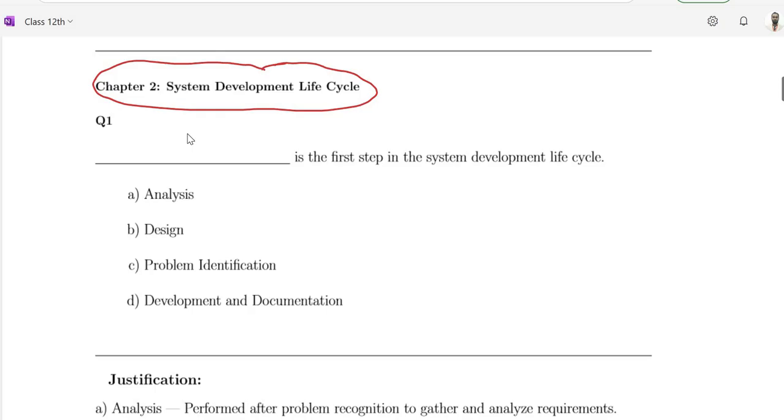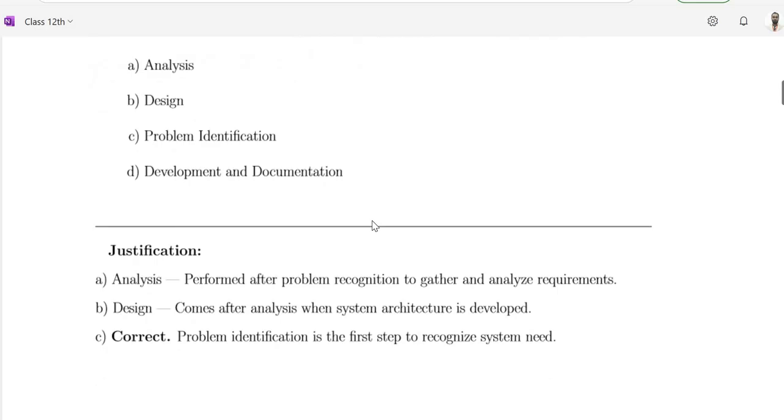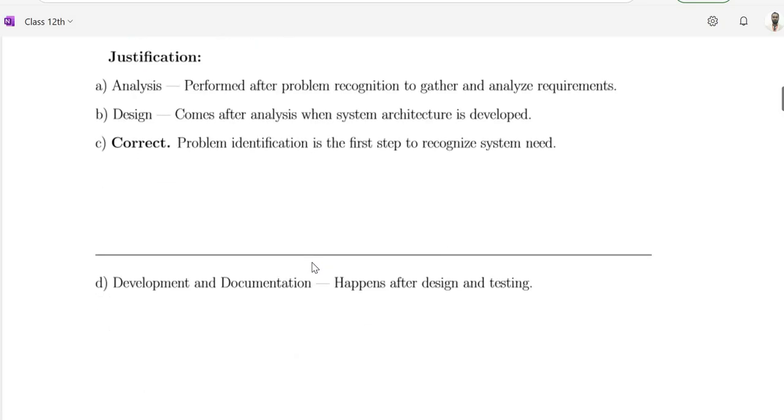Question number 1, dash is the first step in the system development life cycle: analysis, design, problem identification, or development and documentation. The correct option is problem identification, because analysis is performed after problem recognition to gather and analyze requirements, design comes after analysis when system architecture is developed, and option D, development and documentation, happens after design and testing.